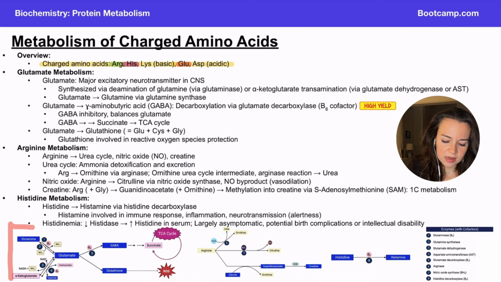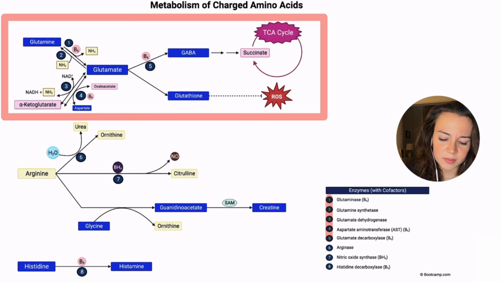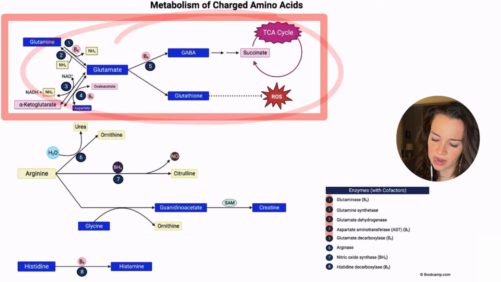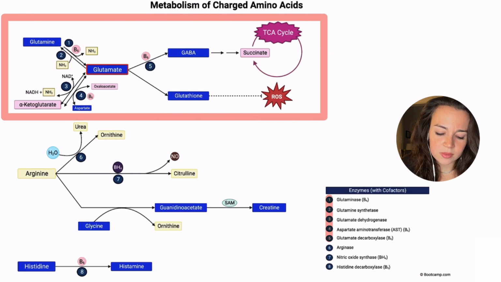So we can start by talking about glutamate metabolism. Up top here is the metabolic pathway for glutamate. We can see glutamate right here in the center of the diagram. And glutamate is the major excitatory neurotransmitter in the central nervous system. So when you think of glutamate in the brain, think of activating effects. Now, glutamate can be made in a couple of different ways.